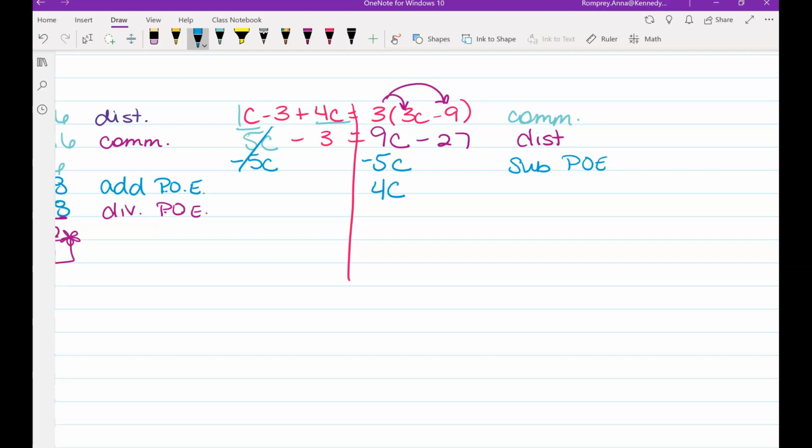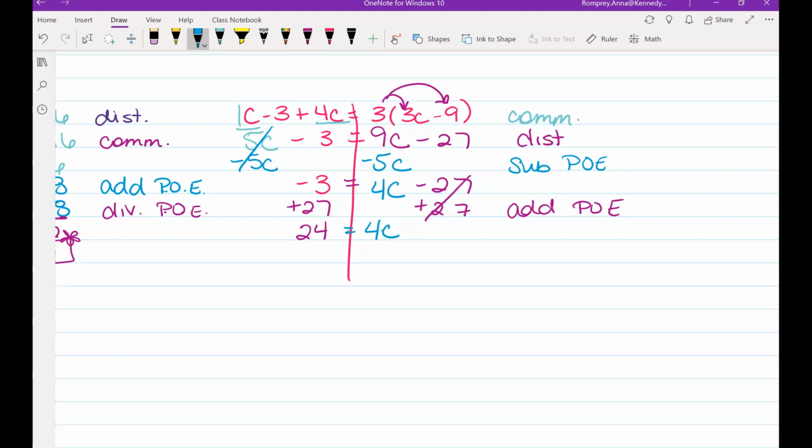So we've got 4C. Then I've got a negative 27 over here and a negative 3 on the left. All of my variables are on the right, so everything else has to get moved over to the left. So that negative 27, the opposite is plus 27. We're using the addition property of equality. If I add 27 over here, 27 minus 3 leaves me with 24. So 24 equals 4C.